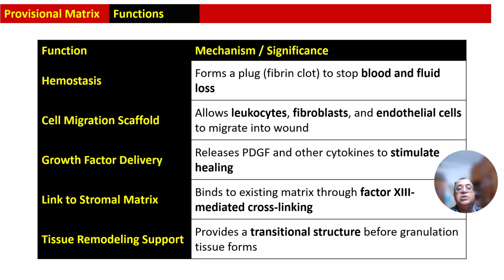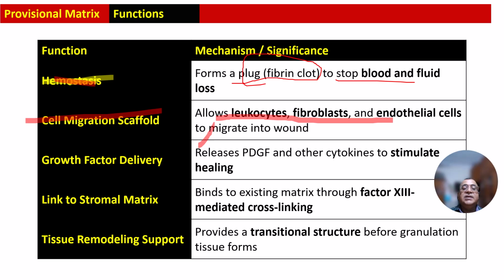So the major function of this provisional matrix, as it is composed of adhesive proteins, is to form a plug, a fibrin clot, to stop the blood and fluid loss. Hence, it is important for tissue homeostasis. Then, it allows leukocytes, fibroblasts, and endothelial cells to migrate into the wound. So, it serves as a scaffold for the migration of the cells.